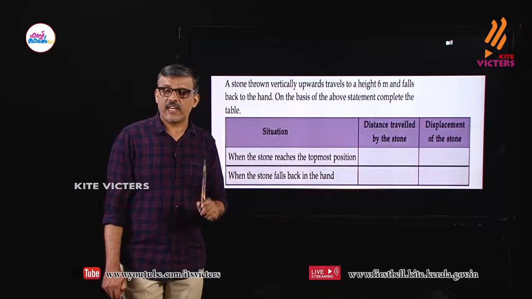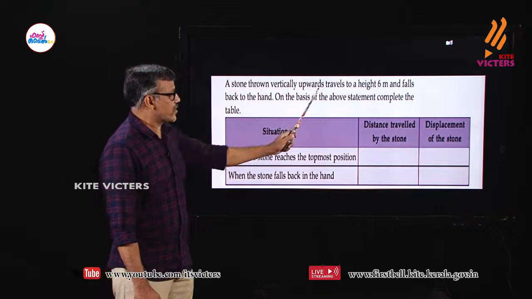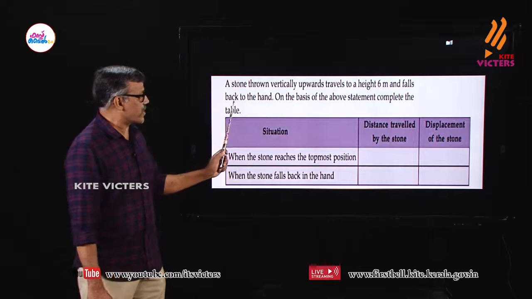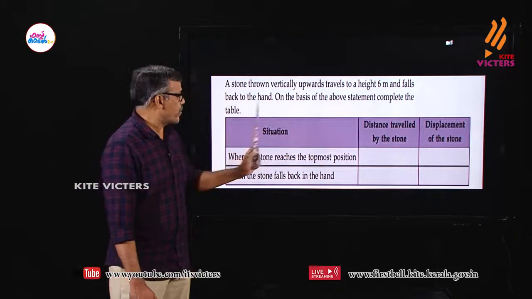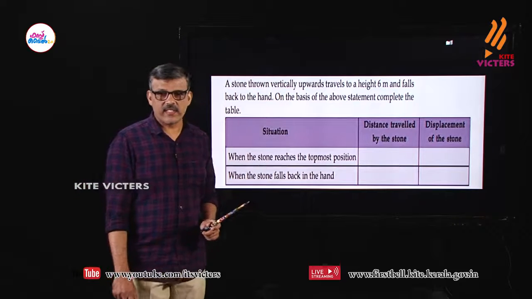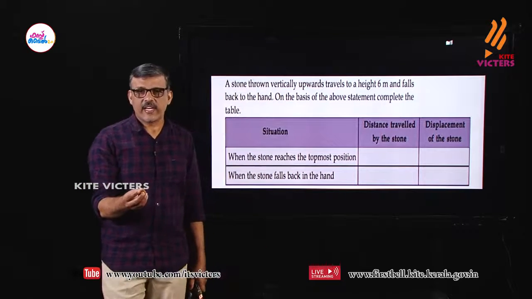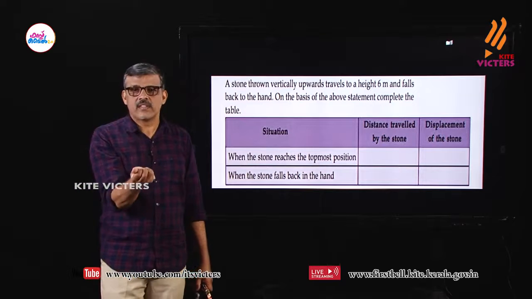We are discussing another activity, that is a stone thrown vertically upwards travels to a height of 6 meter and falls back to the hand. On the basis of the above statement, complete this table. I will demonstrate the situation in this question. I have a stone in my hand. I am throwing it upwards, right?